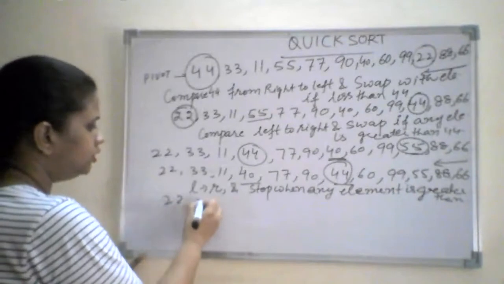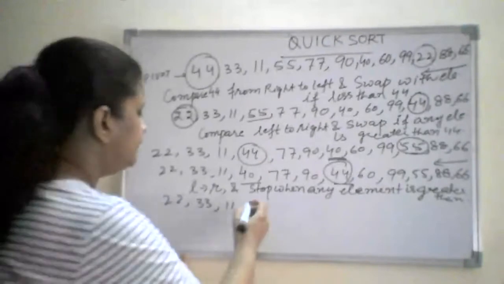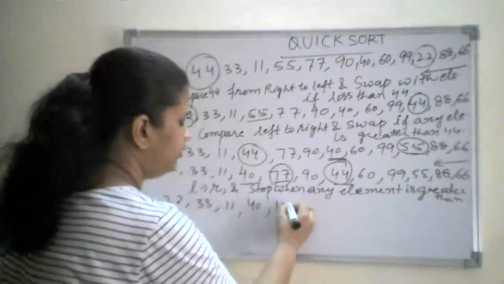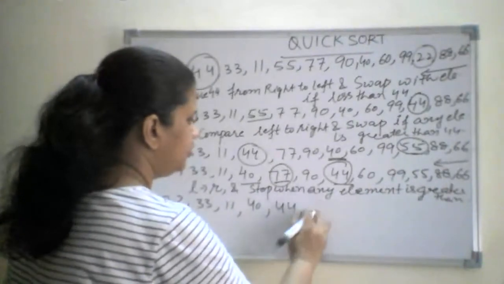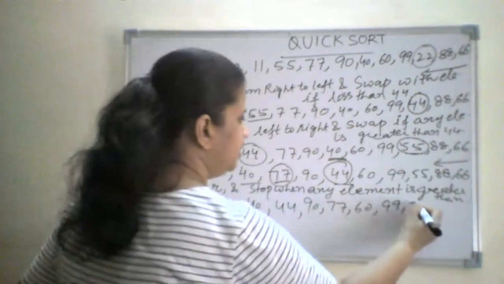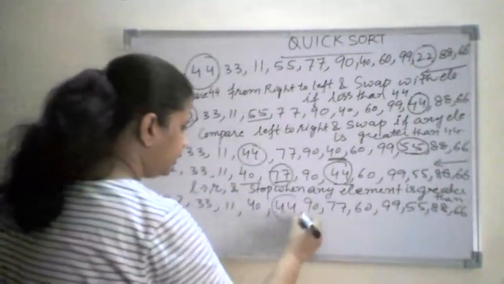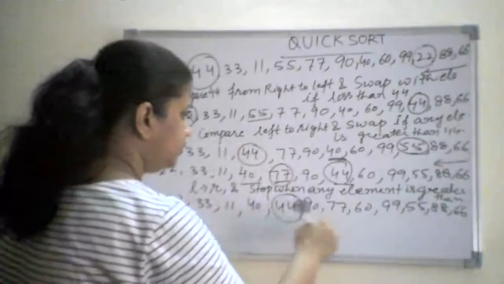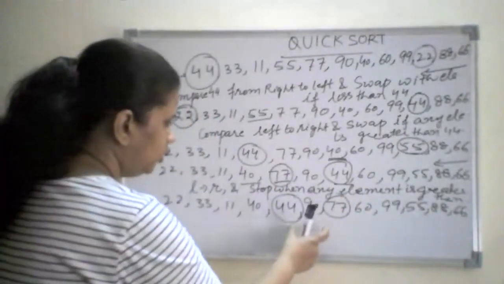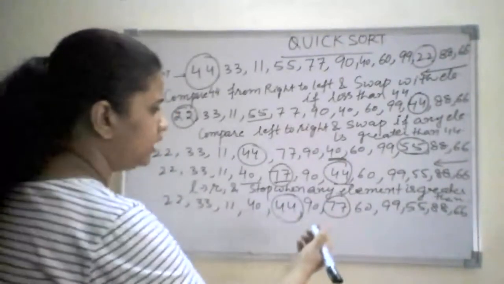So the order will be 22, 33, 11, 40. This will be swapped. So it will become 44, 70, 44, 90, 77, 60, 99, 55, 88 and 66. This is our pivot element, and the other element which we have swapped is 77. Right. So now we need to do it once again.